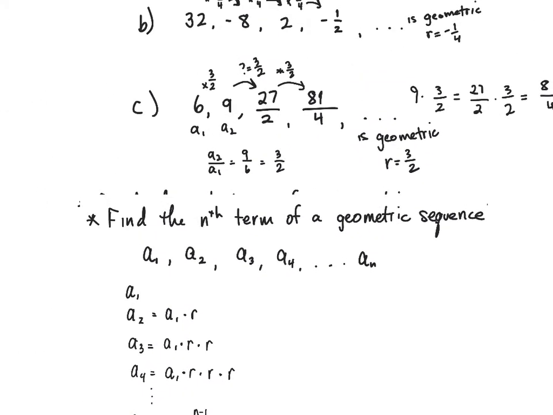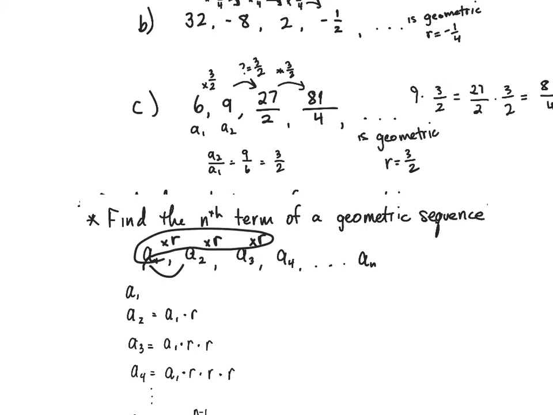So you can see here, if I have just a general sequence, a sub 1, a sub 2, a sub 3, if it's geometric, then I'd be multiplying by r every time. So to go from the first term to the second term, I have to multiply by 1r. So a2 here is equal to a sub 1 times r. If I wanted to go to the third term, then you can see here I've got the first term multiplied by 2 common ratios. If I wanted to move to the fourth term, I've got the first term multiplied by 3 common ratios.